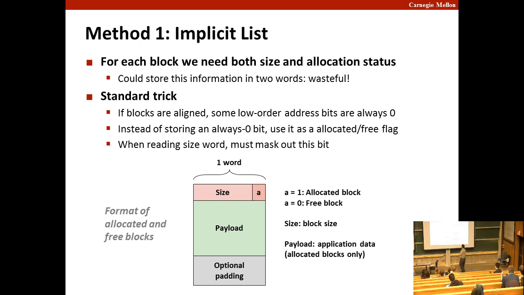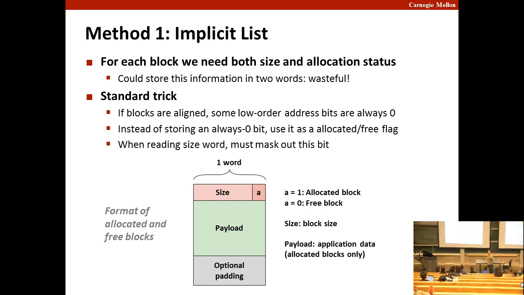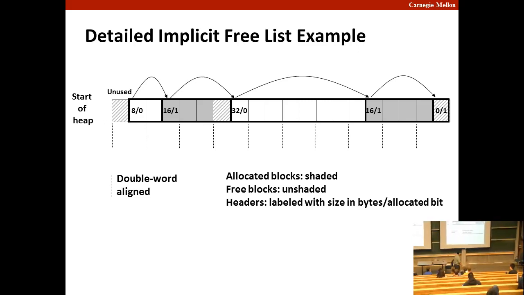And then my payload may be padded. Why? A, for alignment purposes. B, just because the user requested something too small. C, because I'm giving users only things that are multiples of a certain size. A so-called power of 2 allocator always works by dividing the allocation in half. It makes it easier to coalesce, to put the blocks back together in the end.